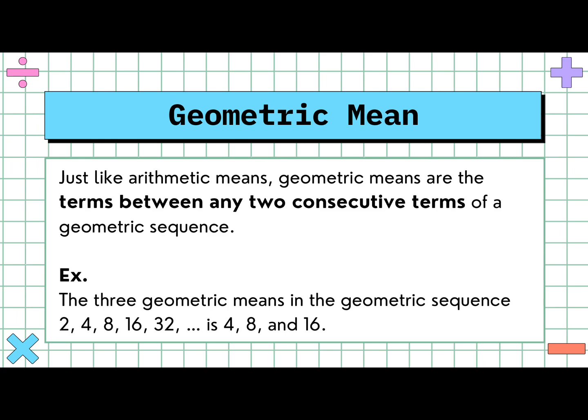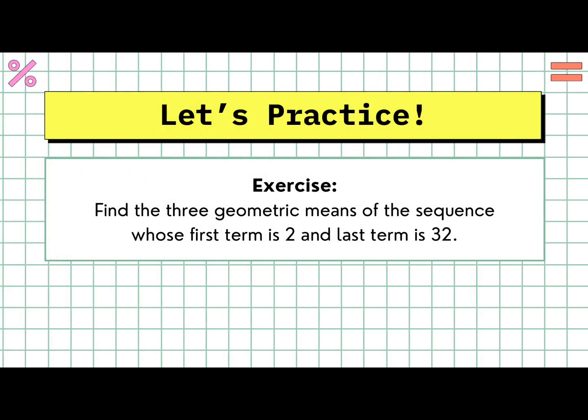Geometric means are the terms between any two consecutive terms of a geometric sequence. In geometric means, there are three geometric means in the geometric sequence 2, 4, 8, 16, and 32. And the geometric means of this given sequence are 4, 8, and 16. Let's try to find three geometric means of the sequence whose first term is 2 and last term is 32.